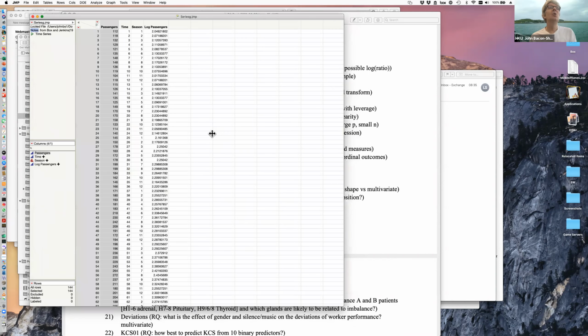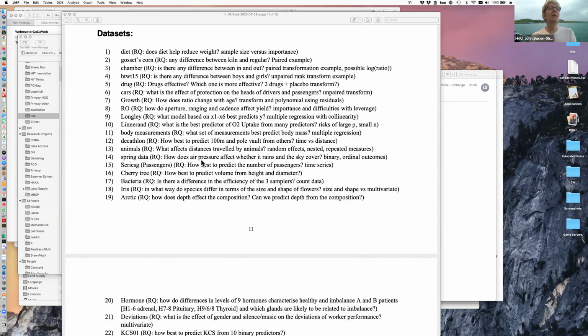So we have got to the end of the data sets inside JMP that I'm going to look at. So in our final session next week, you will need to have downloaded the additional data sets in the Google Drive folder. I will certainly look at the first 4 data sets: cherry tree, bacteria, iris, and Arctic.